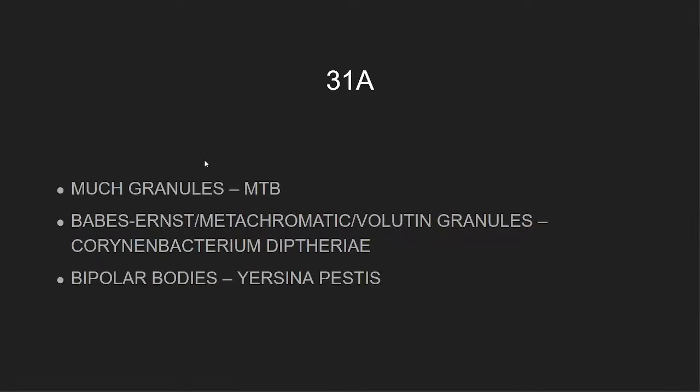Inclusion bodies that are found in medically important bacteria are Much granules, Babes-Ernst granules, and bipolar bodies. And these are seen in three types of microorganisms. Much granules are seen in Mycobacterium tuberculosis. Babes-Ernst granules, also known as metachromatic granules or volutin granules, are seen in Corynebacterium diphtheriae, and the other one is bipolar bodies, which is seen in Yersinia pestis. Bipolar bodies make Yersinia pestis look like a safety pin bacillus, by the way. Okay? So let's talk about them one by one.